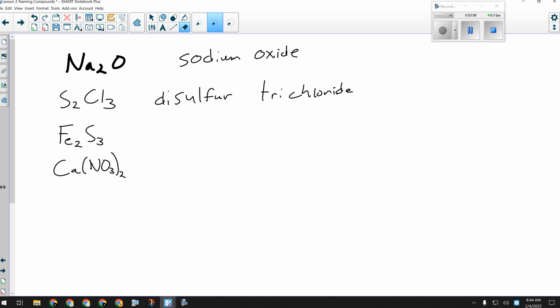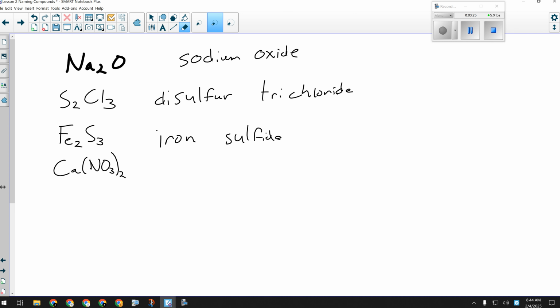Okay, for the third one, ionic or molecular? Ionic. It's ionic. Iron is a metal. Okay, so I'm just going to write the name of the metal. I'm going to write the name of the nonmetal. Do I need anything else in that name? I need a Roman numeral in that name.